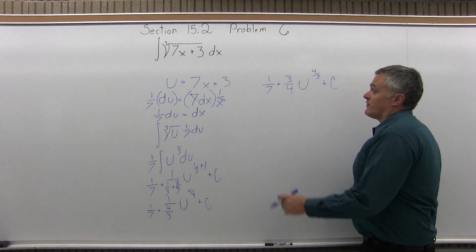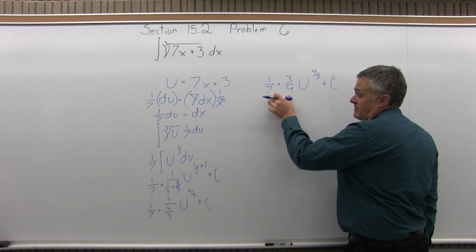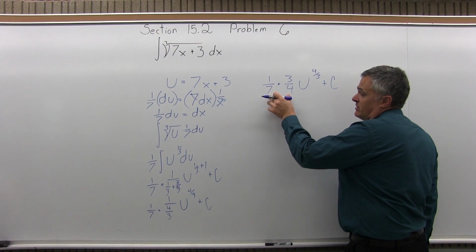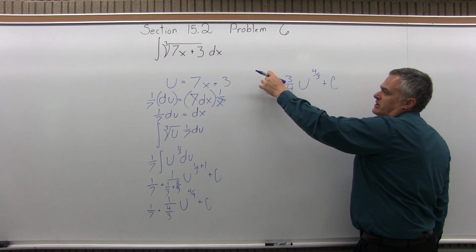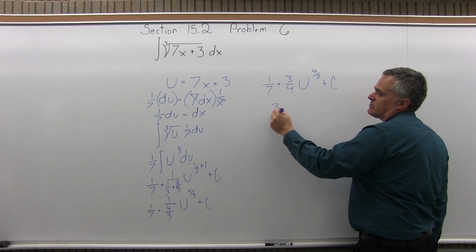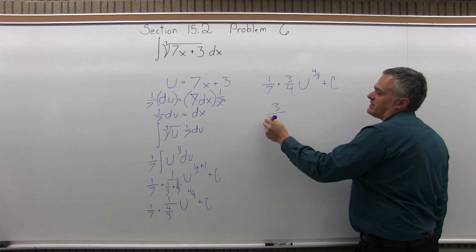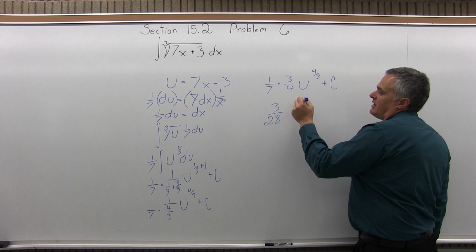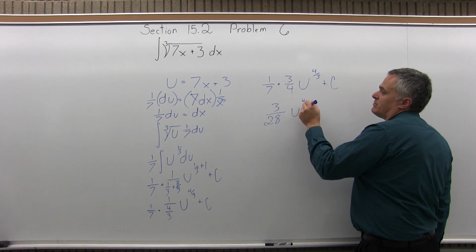Now to clean it up a little bit further, I have two fractions in front that need to be multiplied, which is easy enough to do. To multiply, you don't need common denominators or anything. Just top times top, 1 times 3 is 3. Bottom times bottom, 7 times 4 is 28. And then u to the 4/3 plus a constant.